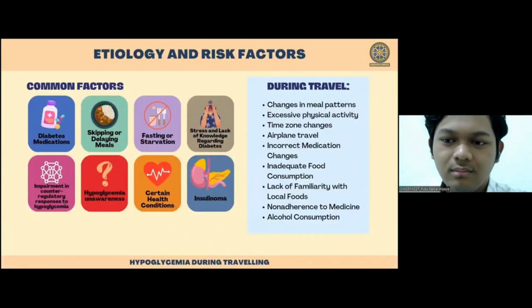Okay, let me introduce myself. My name is Putu Wijaya with the last digits of number 227. And I would like to explain more about the etiology and risk factors of hypoglycemia.